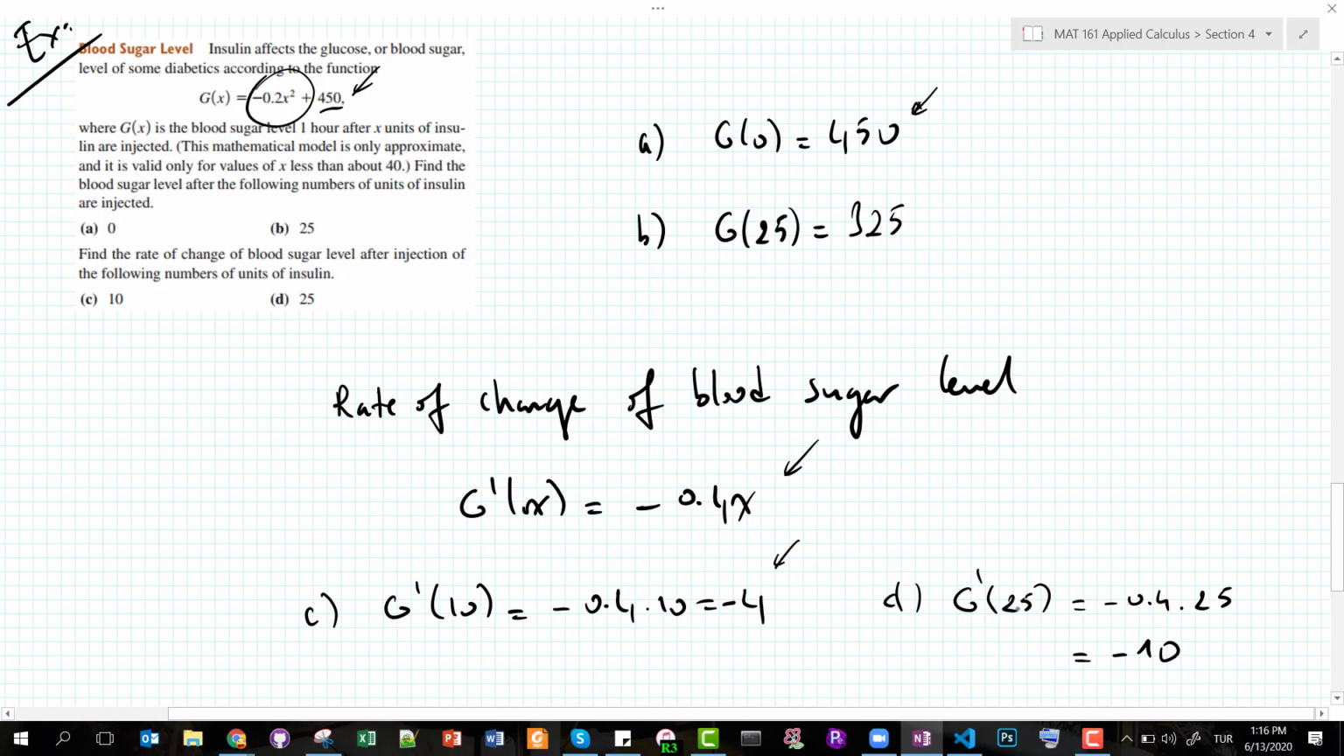But if you keep taking it, the rate of change after taking 25 units of insulin will be this one. So you can decrease 10 units for each injection after 25 units. That's how we can interpret these results. As you see, the derivative helps us to understand the nature of the blood sugar rate of change.